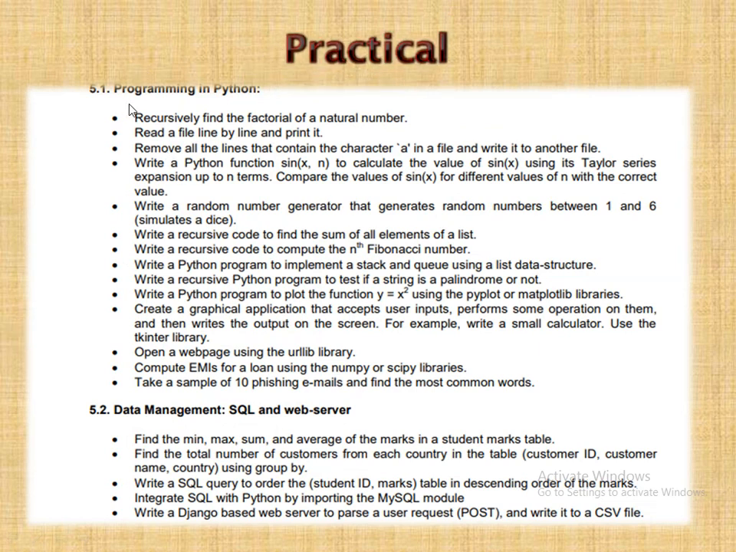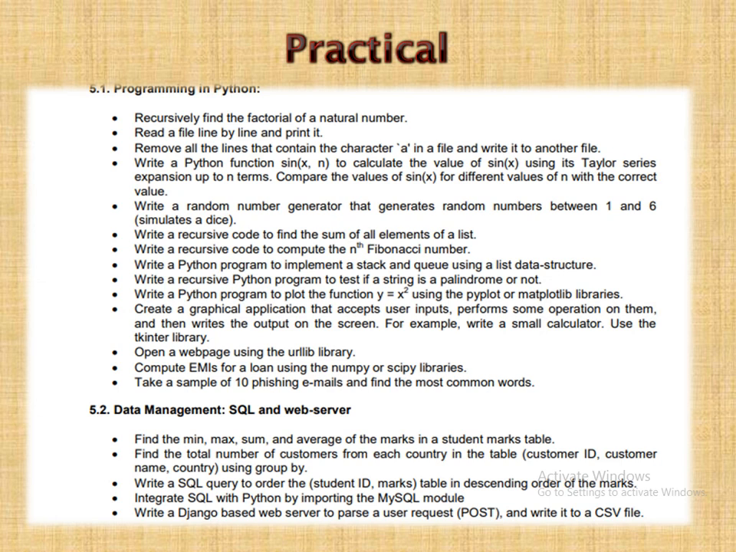First one is programming in Python. That means, according to this, you need to maintain your practical file, recursively find the factorial of a natural number. I have given most of the questions in class 11. So this class 11 practical file will help you in class 12th also.